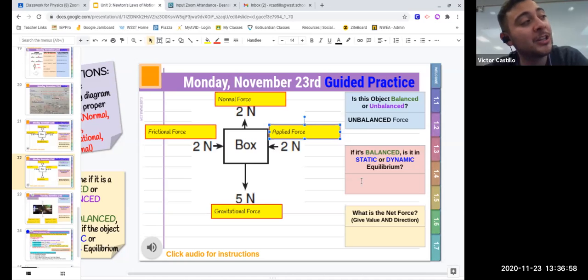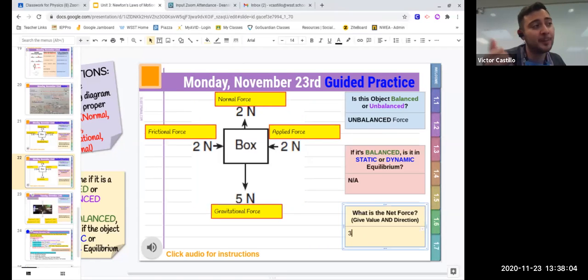And since it's considered an unbalanced force, we don't have to put anything if it's static or dynamic equilibrium, because it's not in equilibrium, it's unbalanced. So we can't answer that question. The question we can answer, though, is what is the net force? We know it's not going to be 0 because it's not balanced, it's unbalanced. So what is the net force? Give me the value and give me the direction. What is the net force on this object? So we can all agree it is 3 as the number, right?